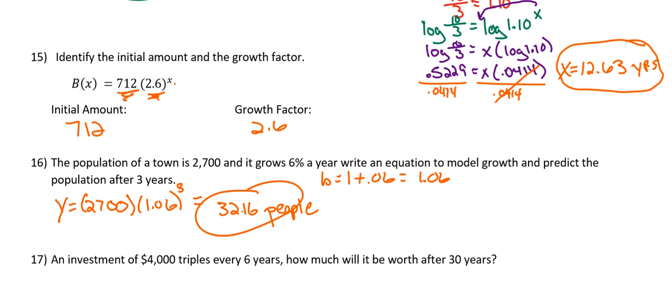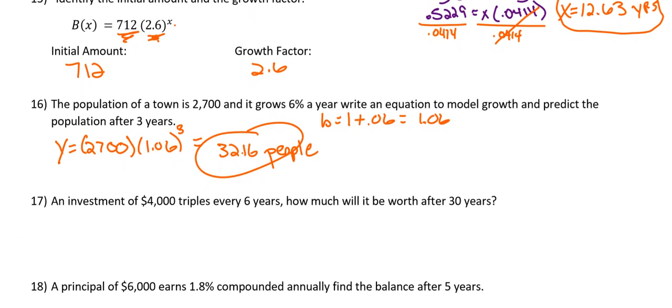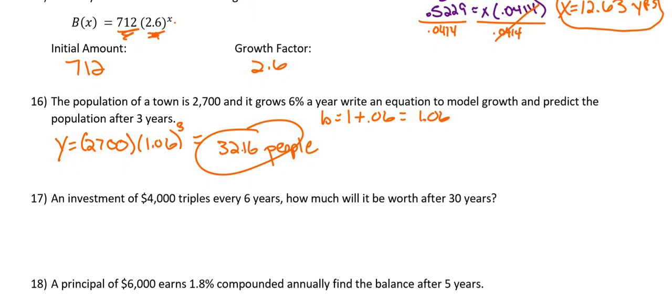All right, and the last one we'll do is number 17, and then I'll let you guys go for today. 17, an investment of $4,000 triples every 3 years. How much will it be worth after 30 years? So tripling, basically that's times 3, but again, we need to get percentage. If something is times 3, that's really a 300% increase. So that's what we should be thinking about for B. B is going to be 1 plus 3 because it's 300%. So B is 4. Don't just put 3 in there. It has to be 4.